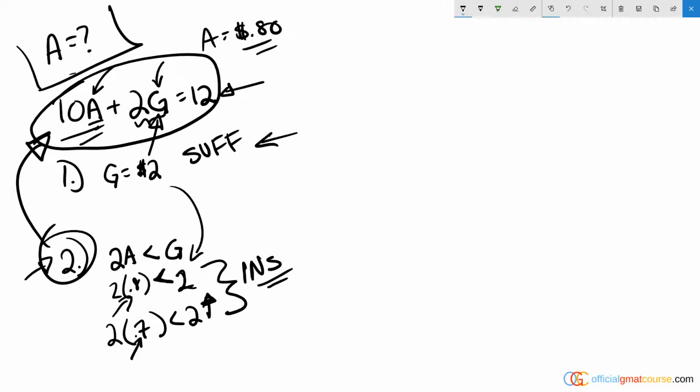Once you have statement one is sufficient and statement two is insufficient, that leaves us with only answer choice A.